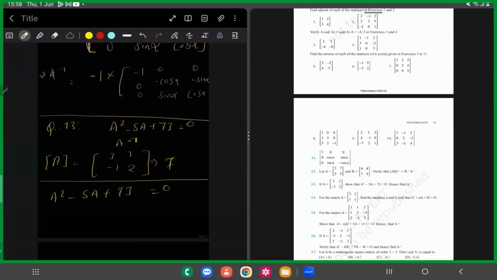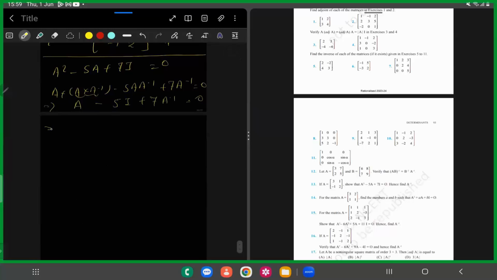If we multiply A inverse to both sides, then this would be A into A inverse minus 5 times A inverse plus 7 times A inverse is equal to 0. And you know that A into A inverse is equal to the identity matrix. So this reduces to A minus 5 times I plus 7 times A inverse is equal to 0. This simply gives us 7 times A inverse equal to 5I minus A. So A inverse is equal to 1 by 7 times 5I minus A.